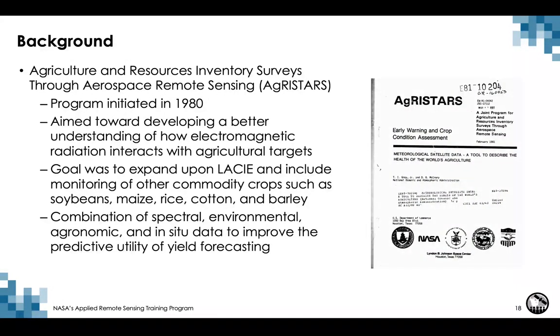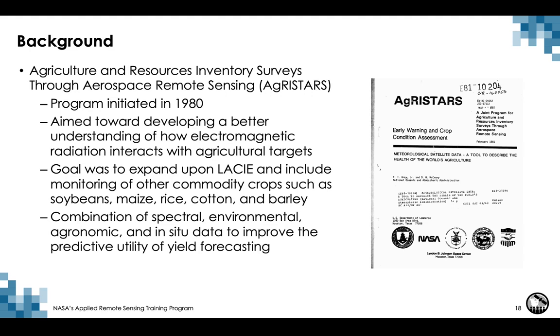Building on the successes of LACI and ARS's Wheat Yield Project, another joint program was sponsored by USDA, NASA, NOAA, and the USAID in 1980. The program was named the Agriculture and Resources Inventory Surveys through Aerospace Remote Sensing, or AgriSTARS for short. During the 4-year duration of the program, researchers sought to determine the feasibility of integrating remote sensing technology into existing and future USDA missions. The goal was to expand upon previous research with wheat to include monitoring of other commodity crops such as soybeans, maize, rice, cotton, and barley.